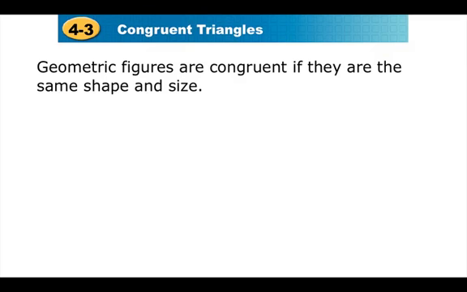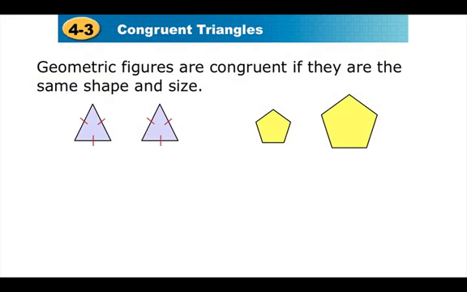Let me read this to you. Geometric figures are congruent if they are the same shape and size. Let me give you these pictures here. Actually, 4 pictures. Out of these, there are only 2 that are actually congruent. This is the one that is congruent. These 2 are not. And as you can see, by what we read at the beginning of this slide, it makes sense that the 2 yellow are not congruent.